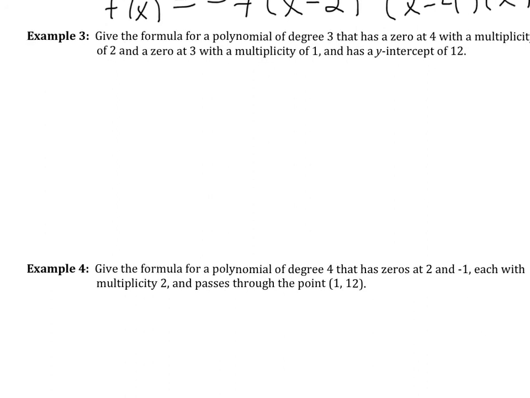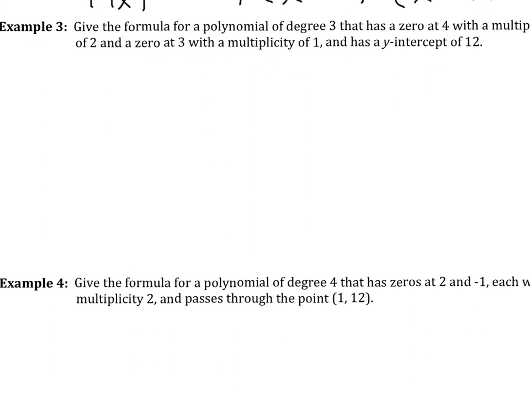Okay, so let's start building. All right, so they told us that the polynomial, well, we know it's going to have a leading coefficient. They didn't say anything about that yet, so we'll put a placeholder there. But they told us we have a 0 at 4, so we're going to see x minus 4, and that 0 has a multiplicity of 2. Then we have another 0 at 3, so we will see x minus 3, and that 0 has a multiplicity of 1, so we don't really need to write the 1 as the exponent. That's implied. And then it has a y-intercept of 12.